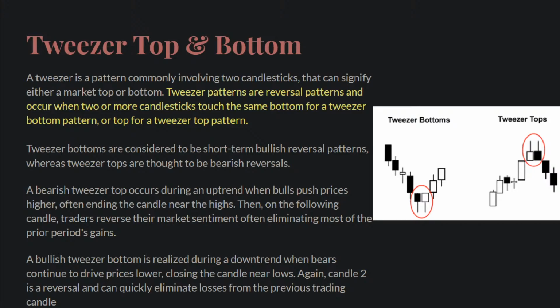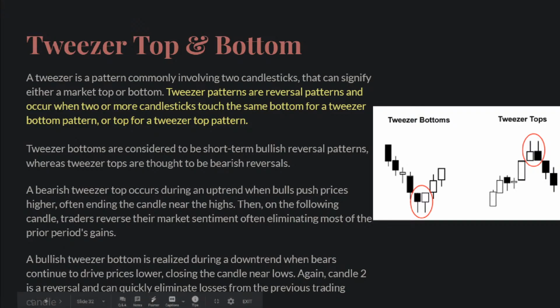So tweezer patterns are reversal patterns and occur when two or more candlesticks touch the same bottom for a tweezer bottom pattern or for a tweezer top pattern. Now, you can also have two thick candles at the low as well. So that's another thing as well that would count for a tweezer top and bottom. Tweezer bottoms are considered to be short-term bullish reversal patterns, whereas tweezer tops are thought to be bearish reversals.